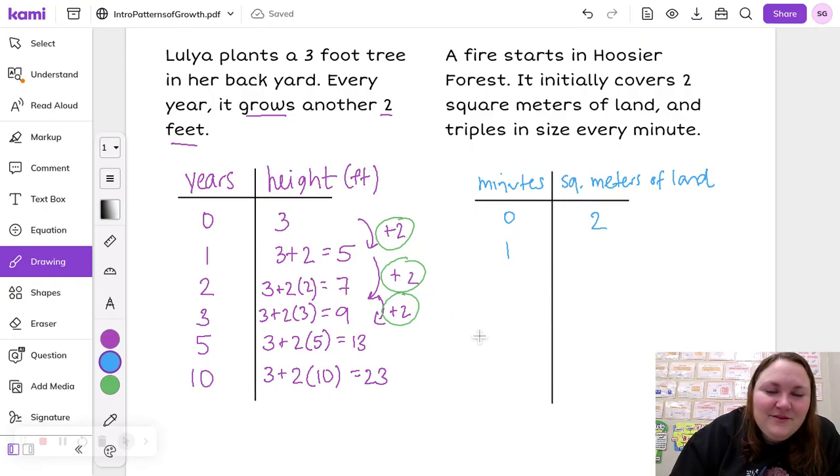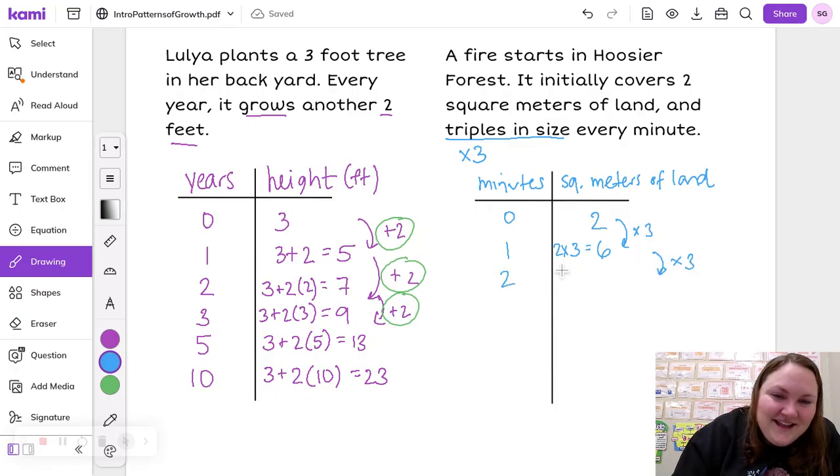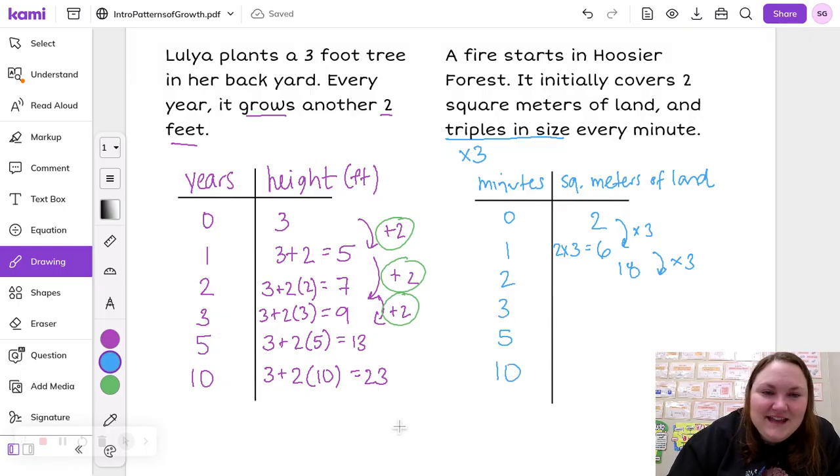After 1 minute, what happens? Well, we are told it triples in size. That word triple means we are multiplying by 3. So after 1 minute, we multiply by 3, and we've got a fire that is 6 square meters. We can do that 2 times 3 to get that answer. After 2 minutes, it has tripled in size again, and so we've got 6 times 3, that gives me 18 square meters of land. Same as before, go ahead, pause this video and do 2, 3, 5, and 10 for this problem.